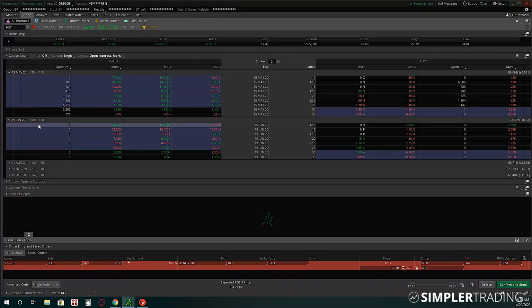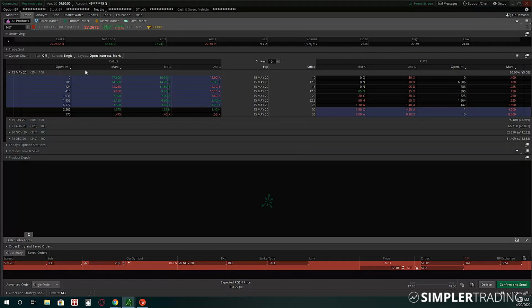Everyone's trading in May right now, so I do not want to go out that far, especially when I look at how wide some of these bid and asks are. The $30 one isn't as wide, but certainly these are. Because of that, I'd probably still stick with the May expiration to help with that liquidity.